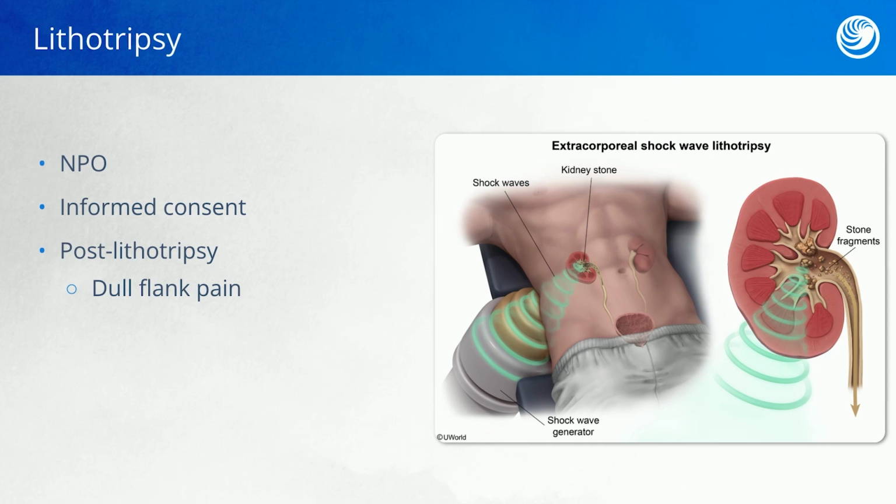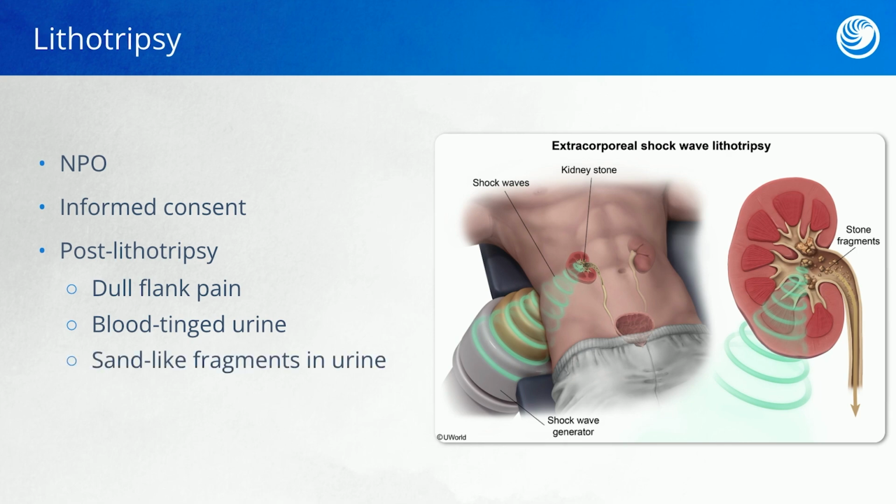Following a lithotripsy, it's common for the client to have some dull flank pain through the use of those shock waves. The urine may be slightly blood-tinged in color, which is an expected finding as long as it's not gross hematuria. We may see sand-like fragments. Now, this is the broken up pieces of that stone that have become very fine, and we see that being passed through the urine. And we may notice some mild bruising to the flank area.